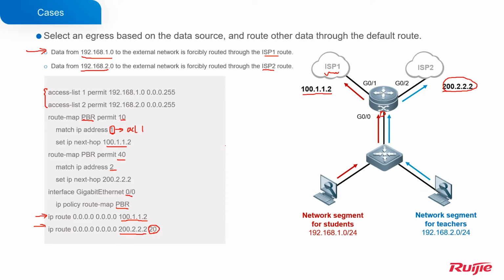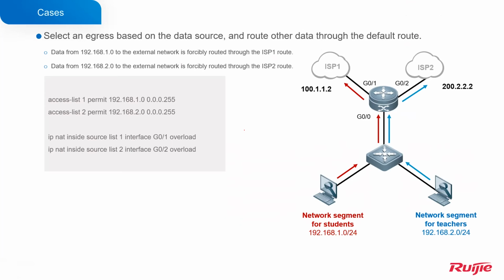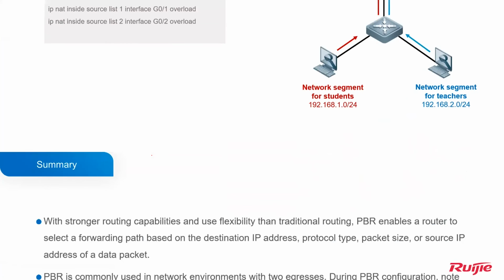And since here the next hop is ISP1, ISP2 is the external network, so we should use NAT here. Let's see. Access list 1 permits 192.168.1.0, 0.0.0.255. Access list 2 permits 192.168.2.0, 0.0.0.255. And these two commands are used to configure the NAT: ip nat inside source list 1 interface G0/0/1 overload, and ip nat inside source list 2 interface G0/0/2 overload. This is the common configuration of NAT, right? Okay, this is about a case where we use the PBR to set the next hop of packets from different subnets.